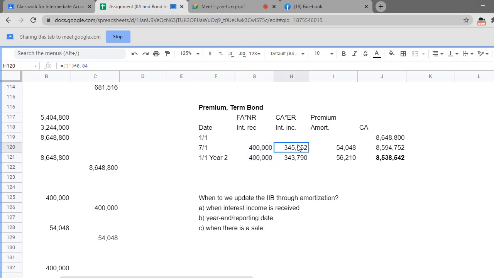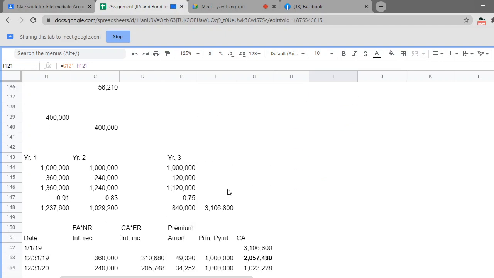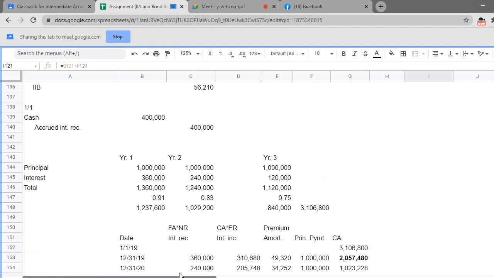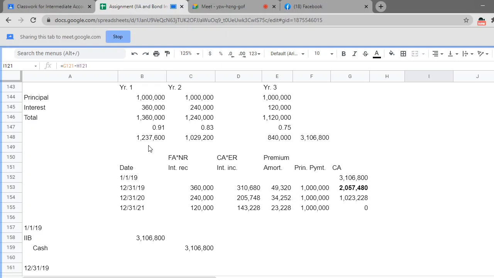However, our interest income is decreasing and our premium amortization is increasing. Okay? This is serial. So this is premium, but this is a serial bond.